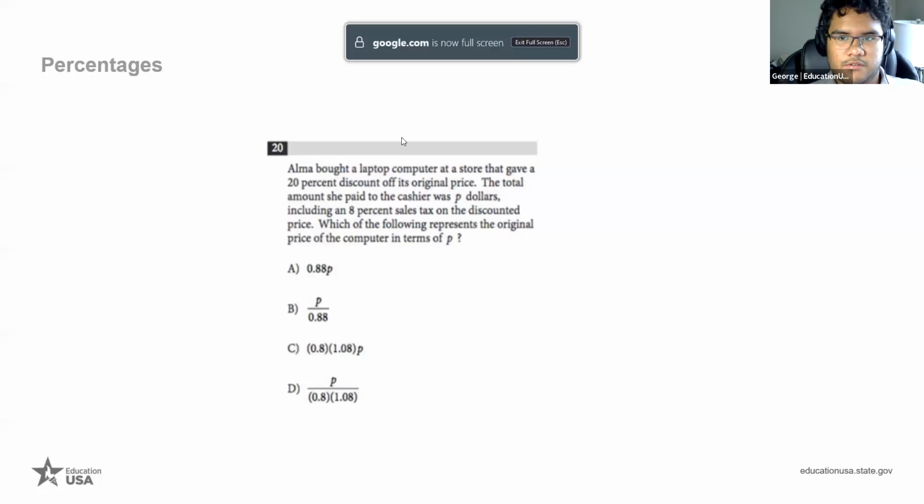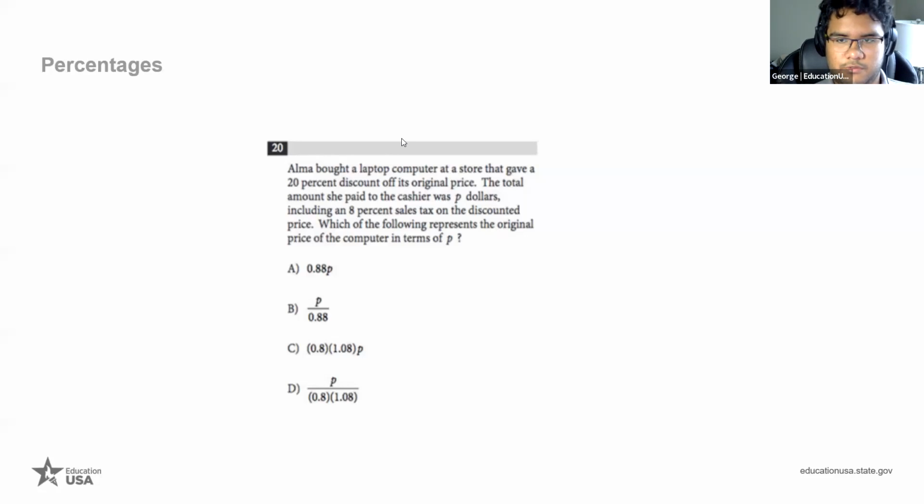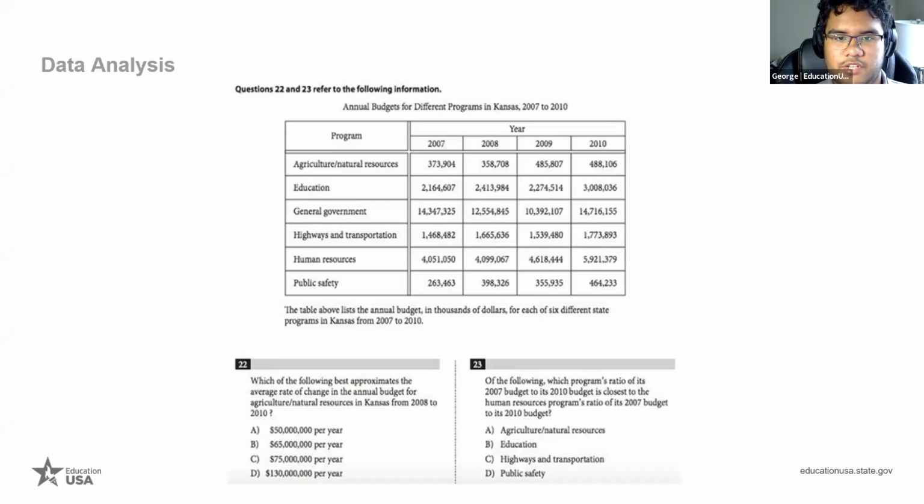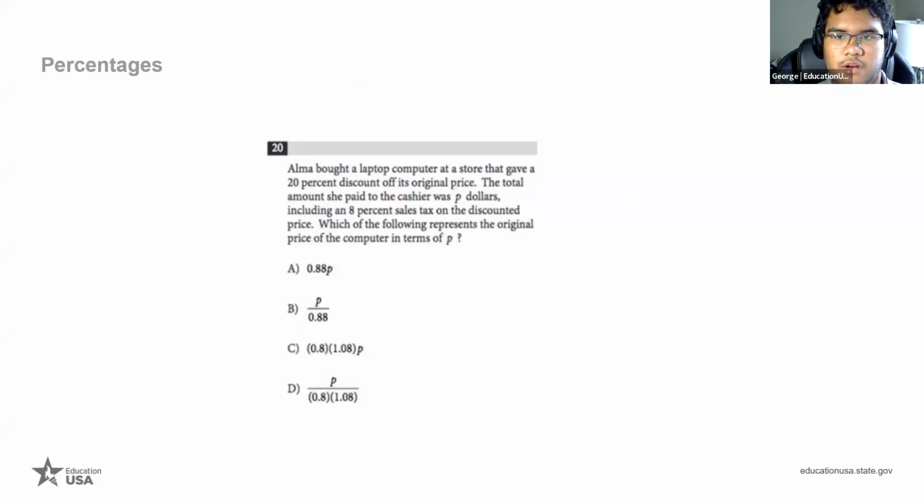So yeah, these kinds of percentages and ratios, as well as data analysis, like analyzing a table or a graph, such as a pie chart or a line graph, are the kinds of problems you'll tend to see in the problem solving and data analysis portion.